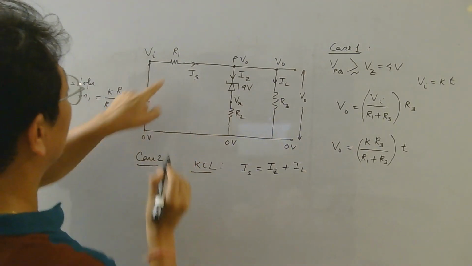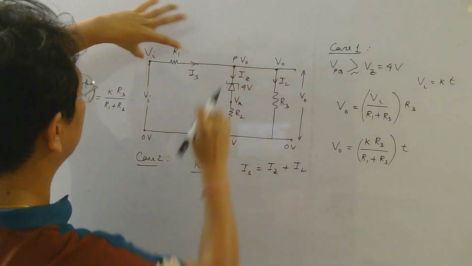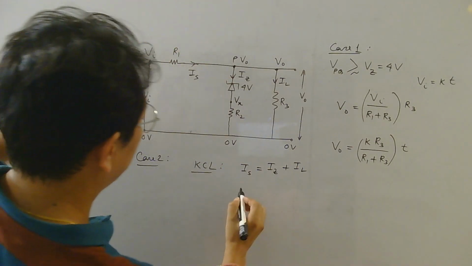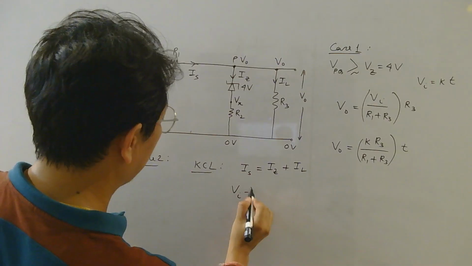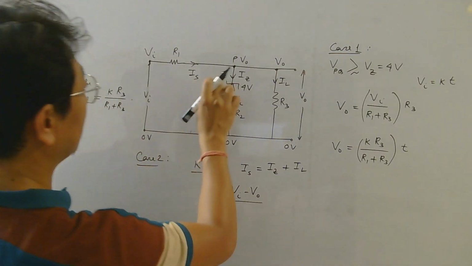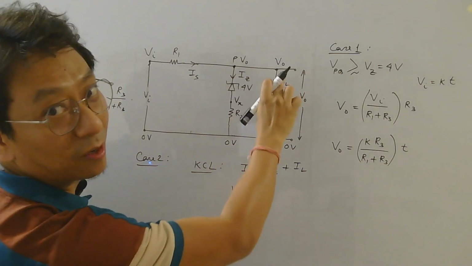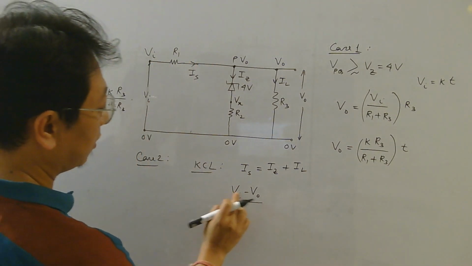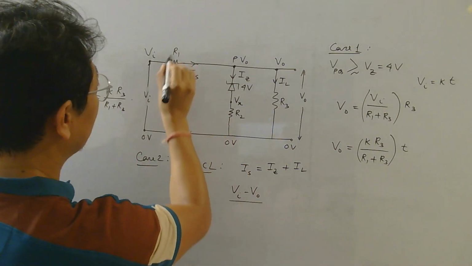Now Is is what? From Ohm's law, this current here will be the potential difference for this resistor divided by the resistance. What is the potential difference here? Vi minus Vo, because this point is at Vo potential, which is the same as the output voltage. So the potential difference here is Vi minus Vo, divided by this resistance.